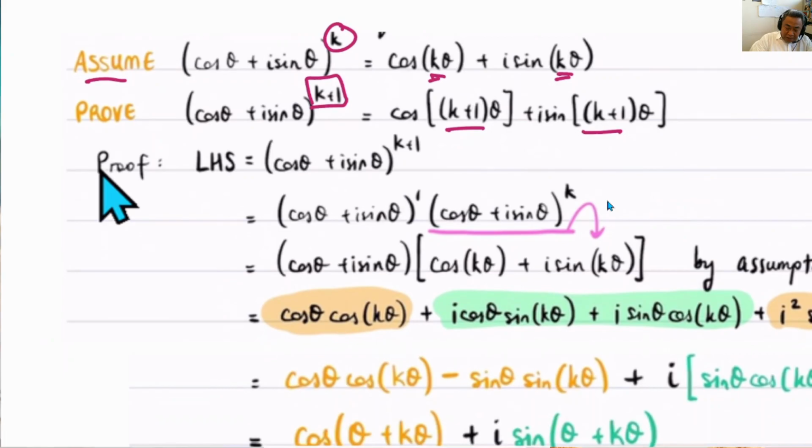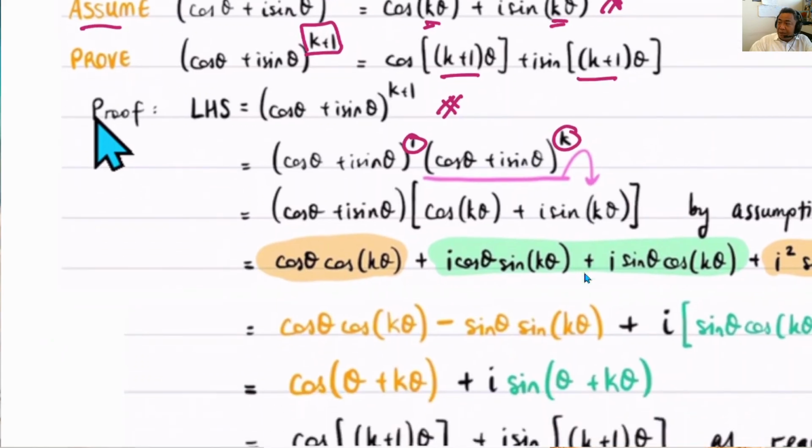So let's write down that on the left-hand side we are going to have (cosine theta plus i sine theta) to the power k plus 1, and we can of course break this k plus 1 exponent into two parts. One part is k and the other part is 1. When we multiply, the base is the same, so the exponents add. And we are going to take this (cosine theta plus i sine theta) to the power of k, and we use this assumption. So we take the assumption and we put it down.